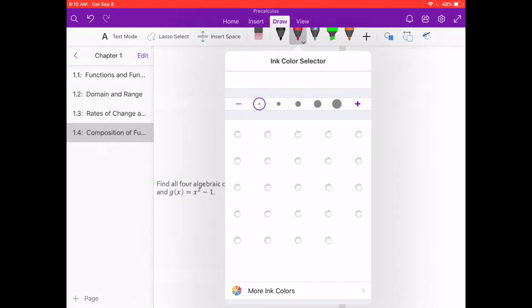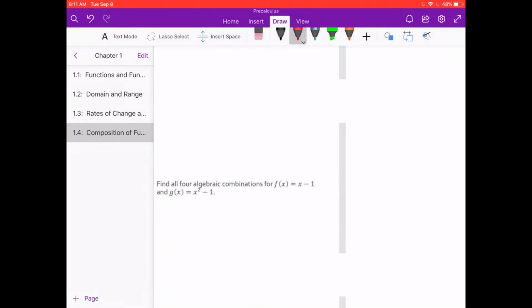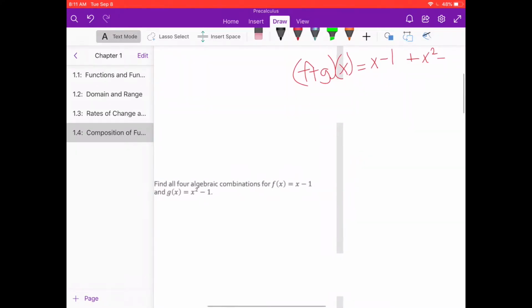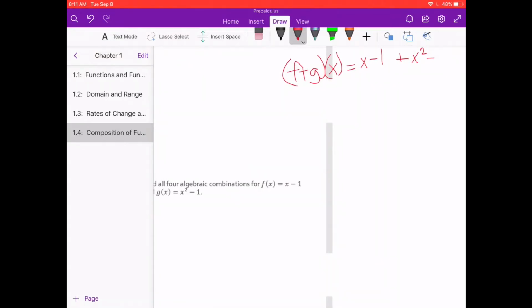So let's start with f plus g. So the sum, we take f of x, which is x minus 1, and we add g of x, which is x squared minus 1. Now what we're going to do is simplify. My 1 didn't make it in there. There we go. So simplify.